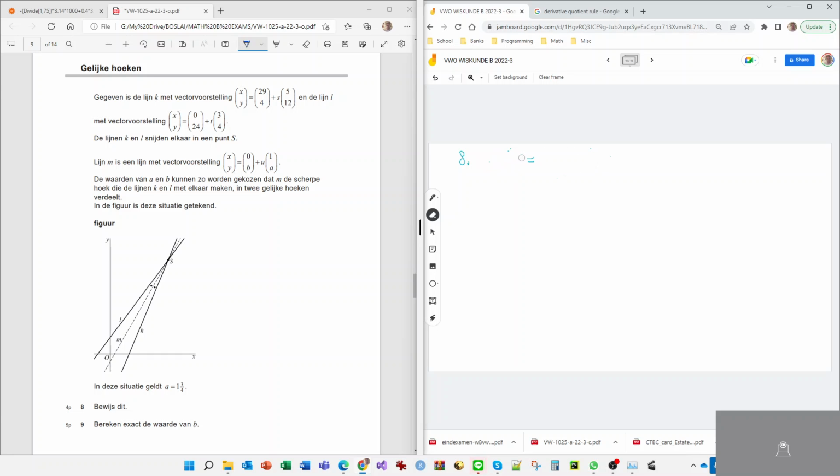The angle between two vectors: the cosine of, say, alpha, is the inner product divided by the norms. This is required knowledge.